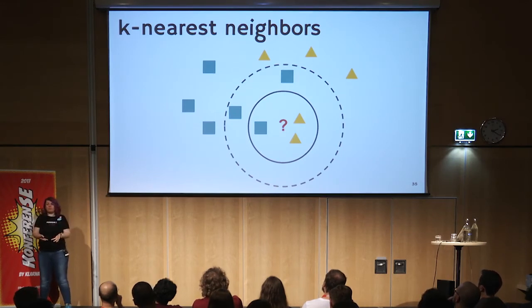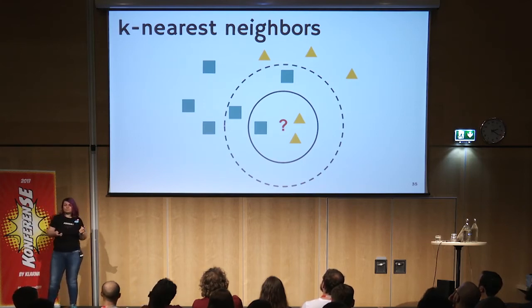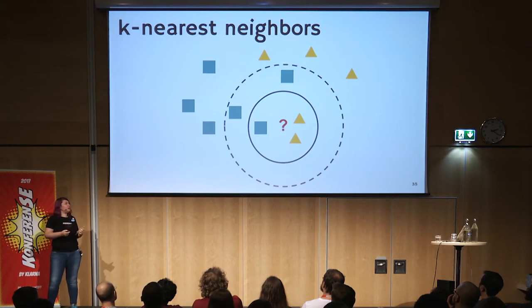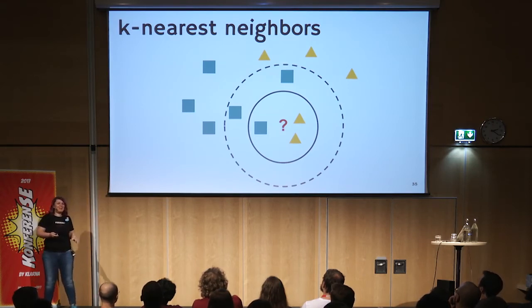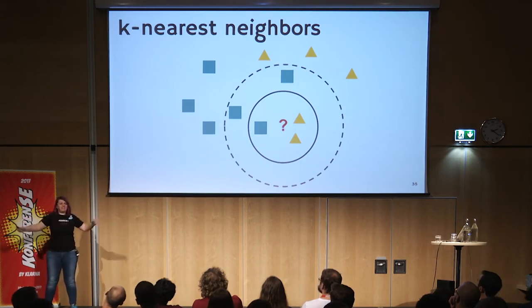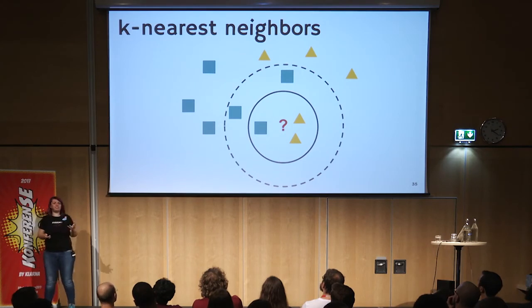But if you increase the number of neighbors, let's say if you have five neighbors instead, then you most likely will get squares as the answer, because now you have three squares and two triangles. Of course, this is simplified. Put it on n dimensions. That's very hard to plot. But the machines can do it anyway.